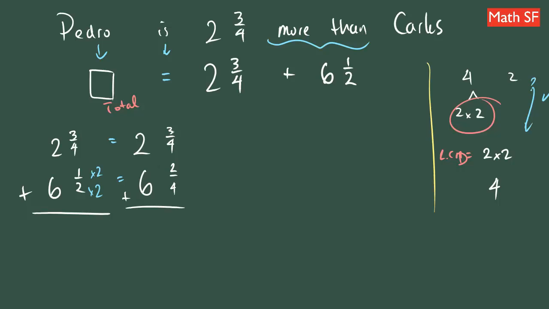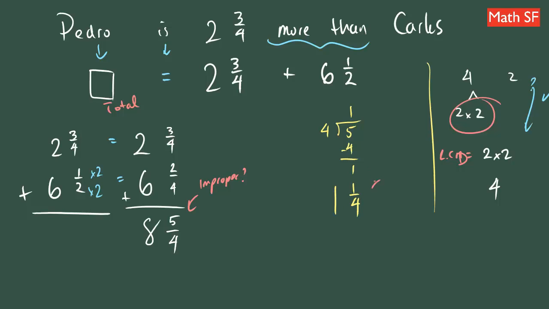Let's add them up again. Now 3 plus 2 is 5, 5 over 4, and 2 plus 6 is 8. And then we ask ourselves once again, is this improper? Yes, this is an improper fraction. So let's do a division here. 5 divided by 4, so we have to do 4 divided into 5. Goes once. 1 times 4 is 4. Subtract that, gives you 1. Therefore it should be 1 and 1/4.